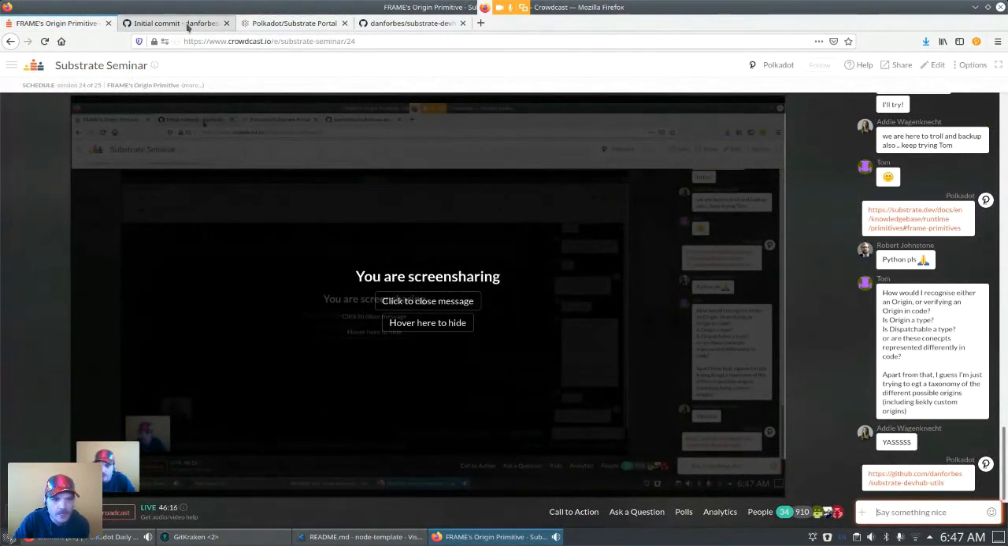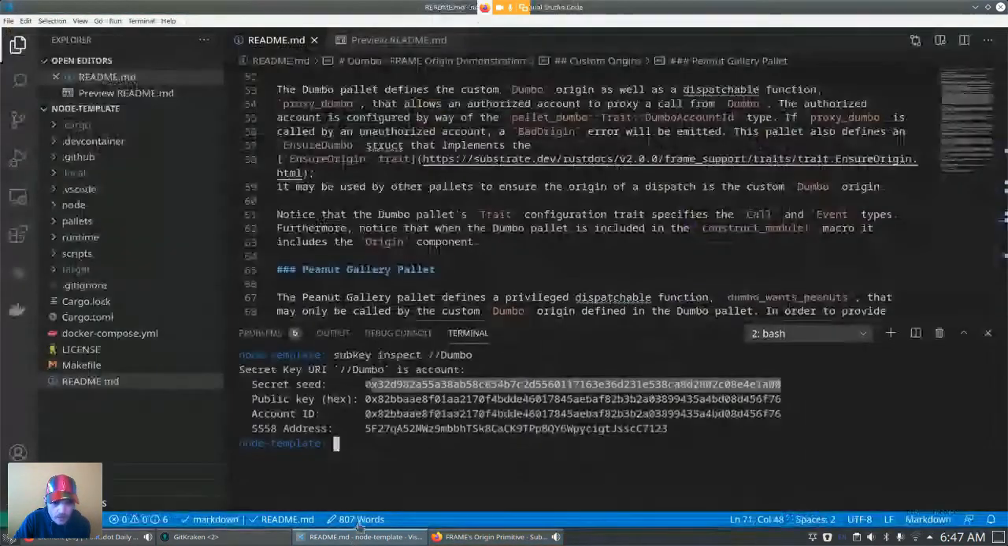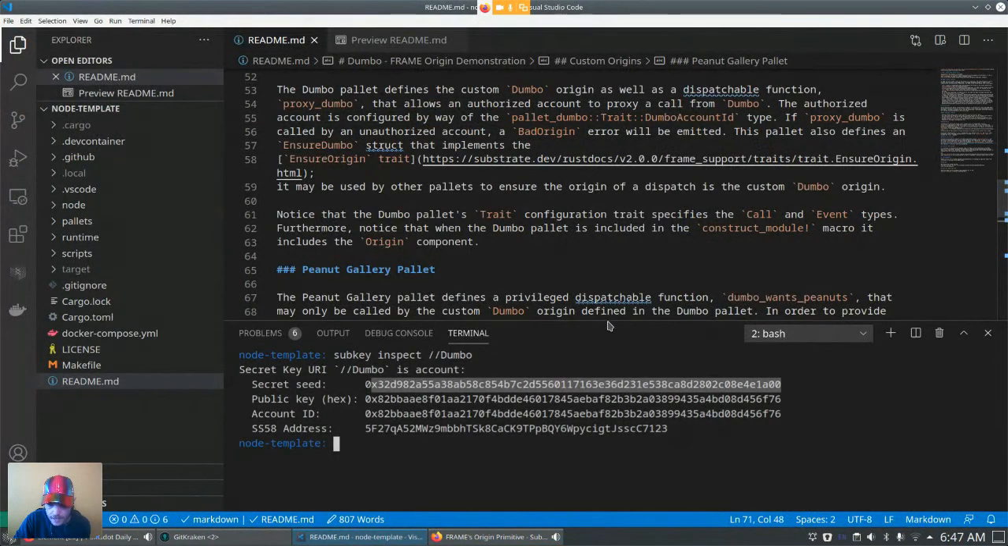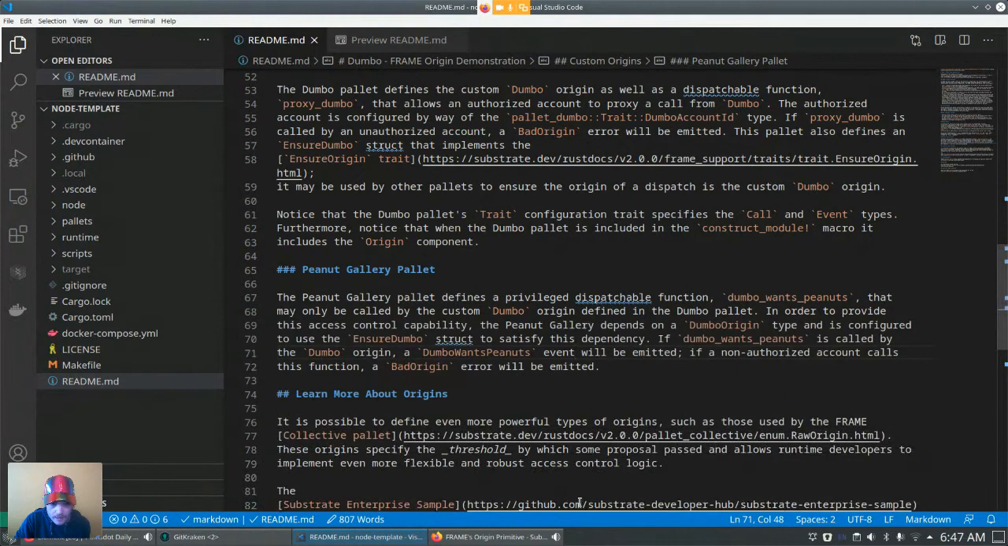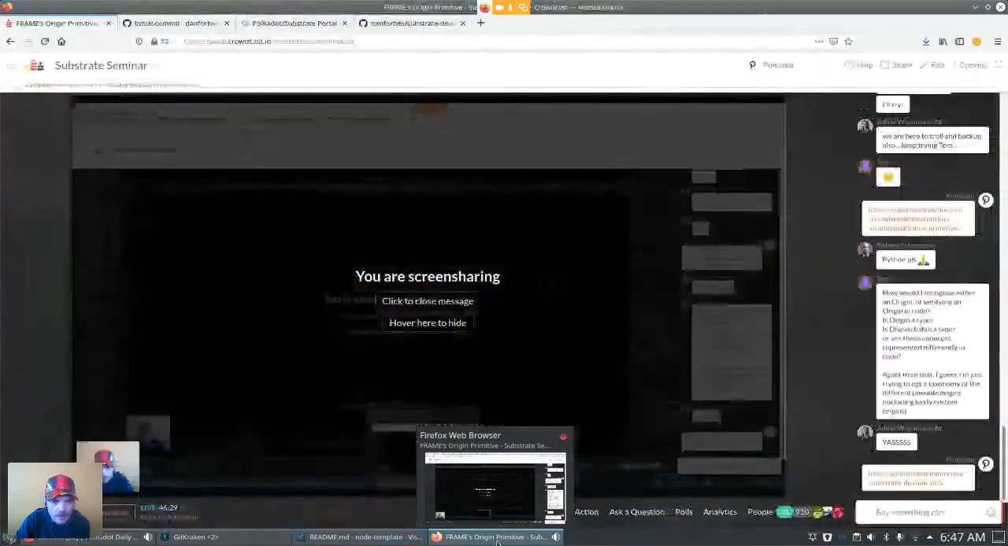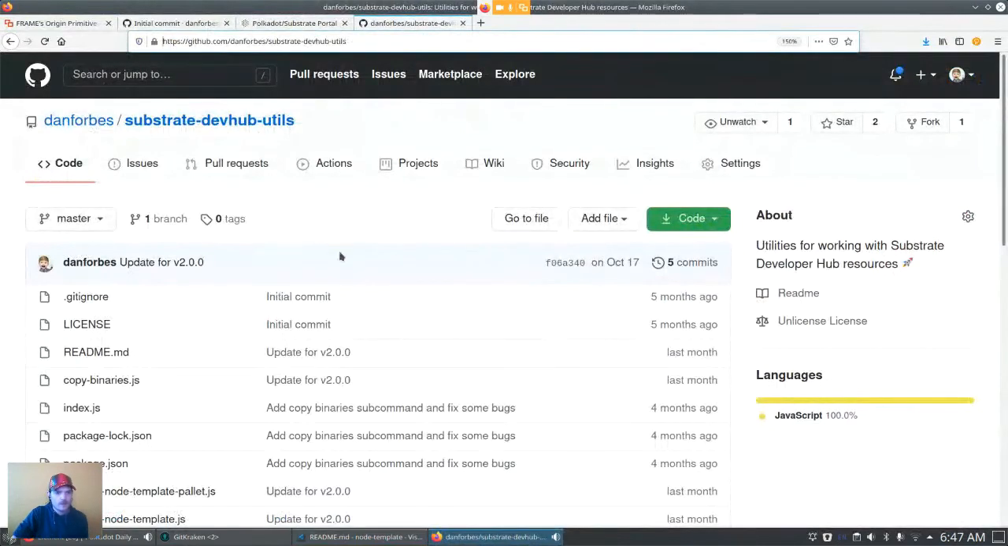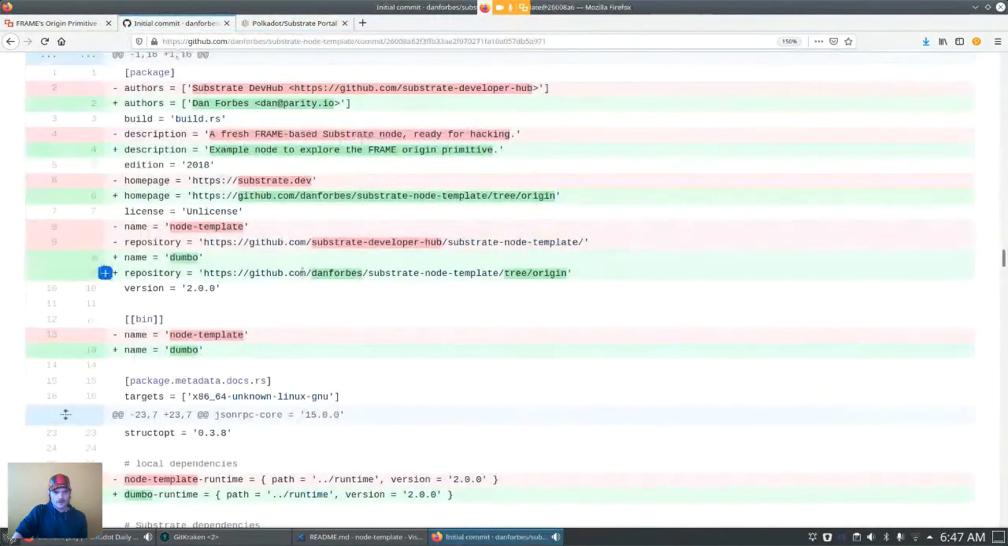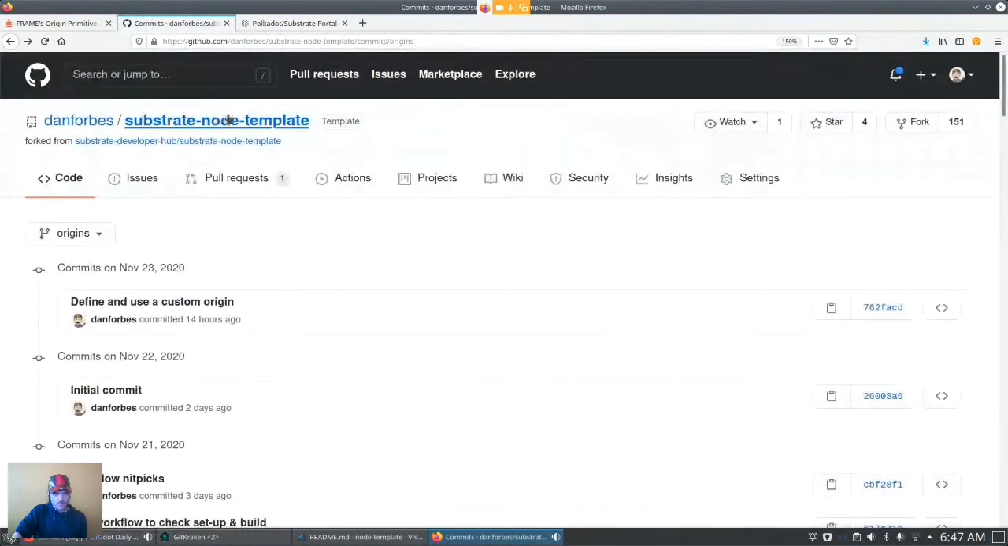Okay, no questions. That's good. So now let's look at the code a little bit. So let's start by looking at, actually, do you know what? I'm going to look at this in GitHub. I think that's easier. Okay. So we're not looking at the DevHub utils. We're going back here. Okay.